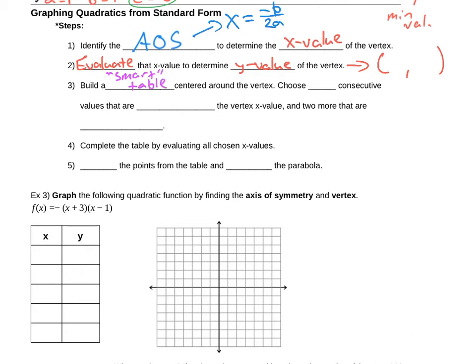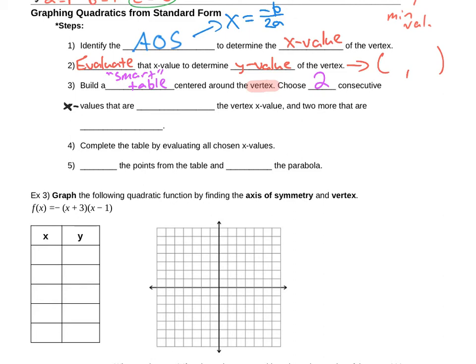Well, why it's smart is because it's centered around our vertex that we just found out. We just calculated the vertex above, so build a table around that vertex. And when you do that, you're going to choose two consecutive x values that are blank to the vertex x value, and two more that are blank. What do you think?